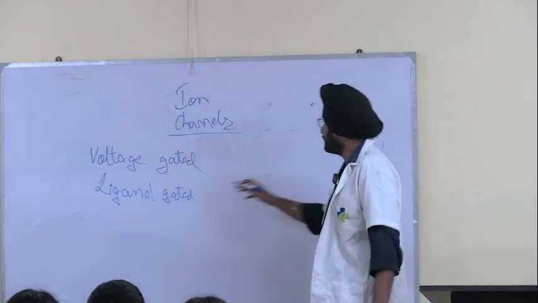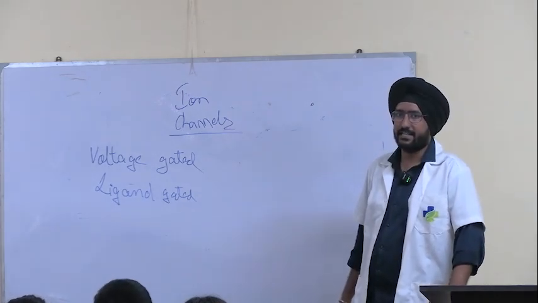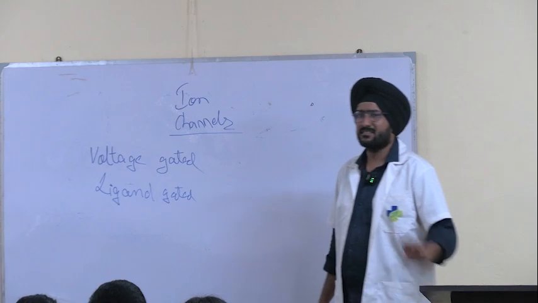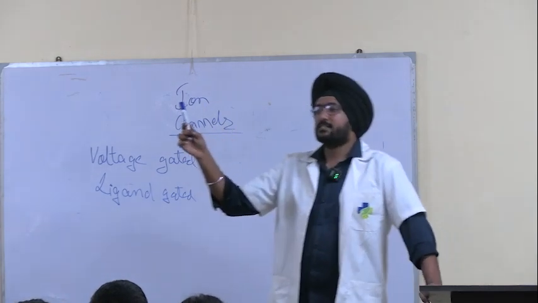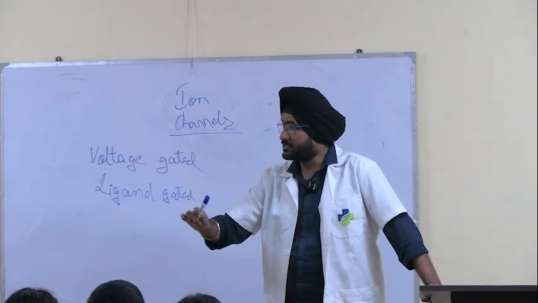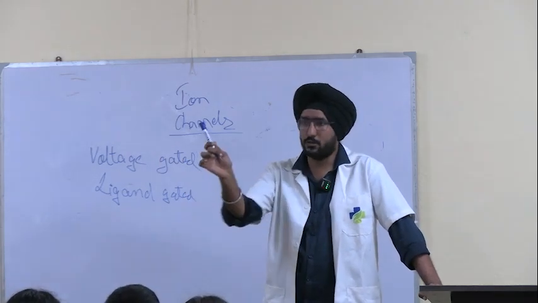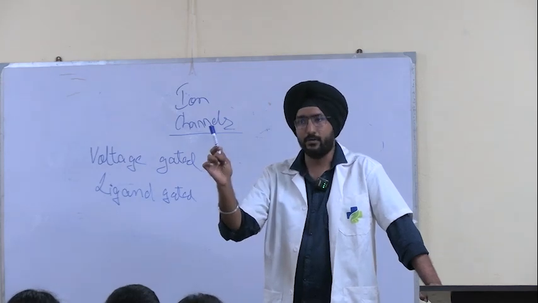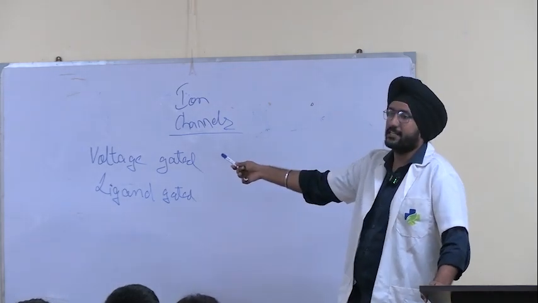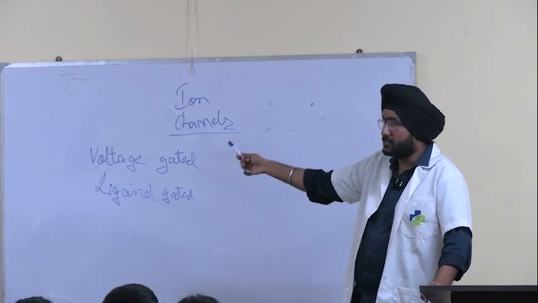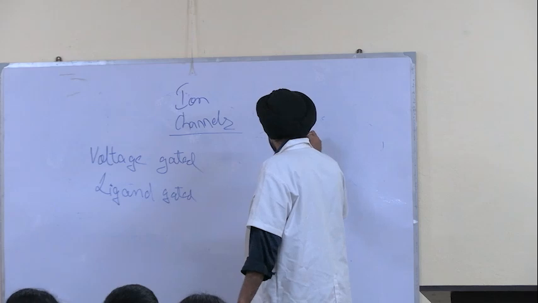Now, second one would be the ligand gated channels. What is the second category? Ligand gated channel. These are a bit different. What was the trigger mechanism in voltage gated channel? Change in potential difference, not potential difference. Potential difference was already there. The change in potential difference. What was the trigger in voltage gated channels? Change in potential difference. Now, ligand gated channels are a different thing.